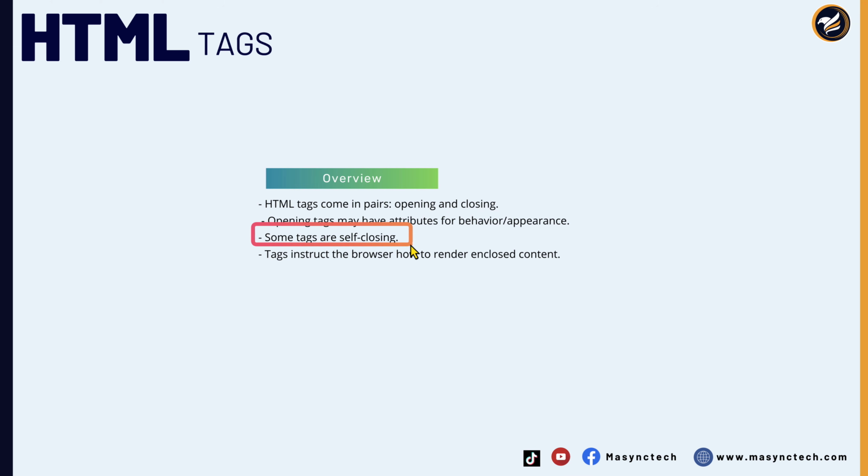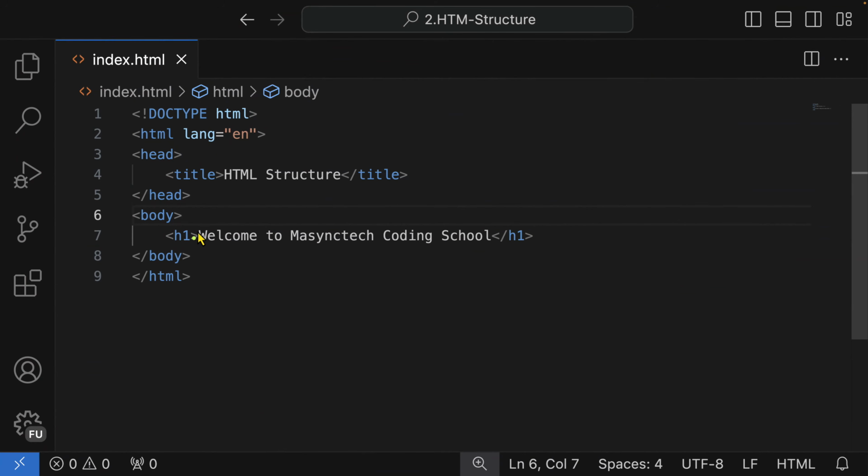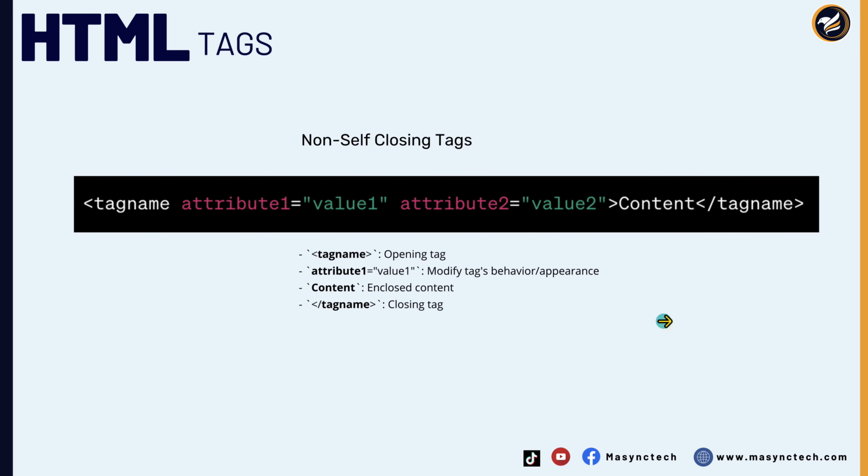And some tags are self-closing, as I said in the previous video, and the tags instruct the browser how to render the enclosed content. Let's get back to the code that we wrote. As soon as we write h1, we are instructing the browser that, hey browser, try to display the content in a bigger font. That's all what a tag is all about. Let's read more about it.